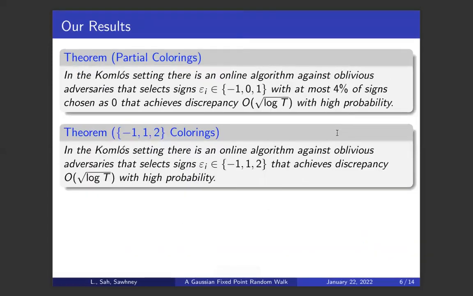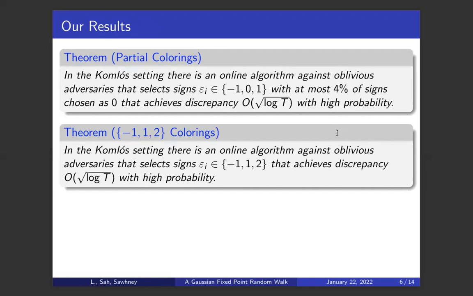Towards this, here are our results. We show that in the Komlós setting there's an online algorithm that works against oblivious adversaries and selects signs that are either plus minus 1 or 0, but a small fraction, 4% of the signs at most, are 0. And the discrepancy is O of root log t on all prefixes with high probability.